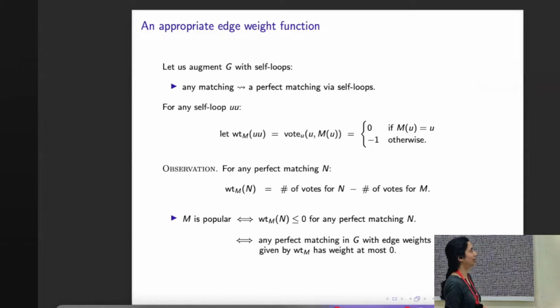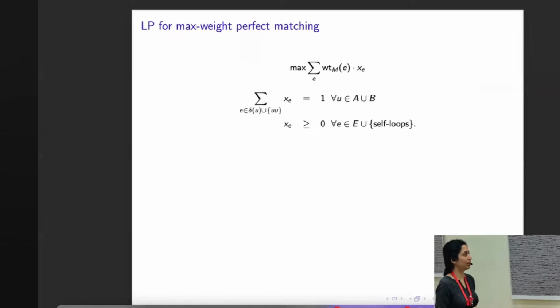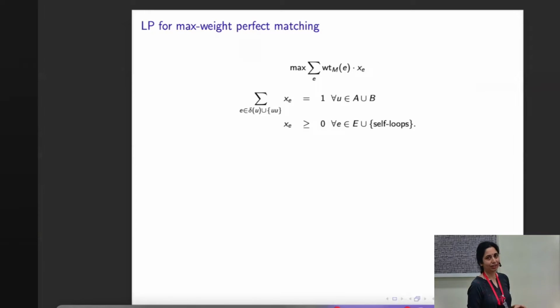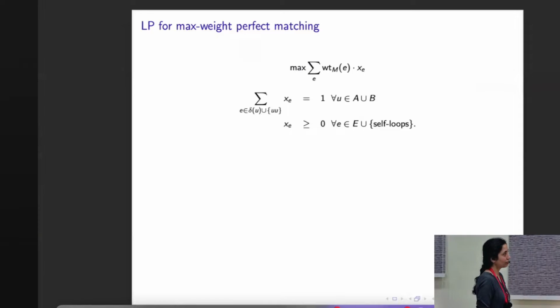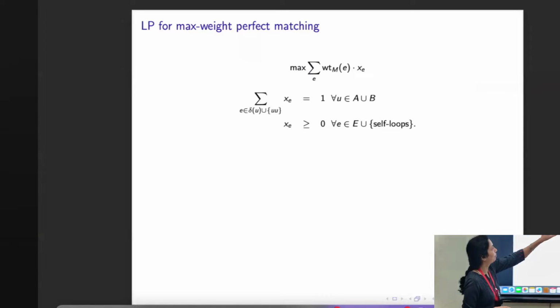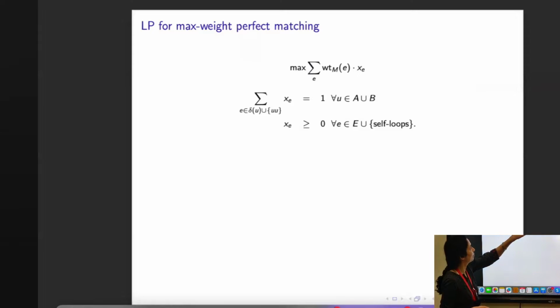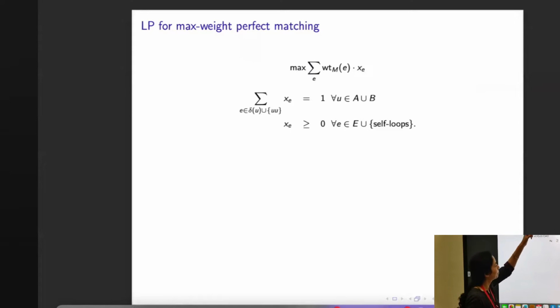So let's write the linear program for max weight perfect matching. It's a very simple LP. I hope you are familiar with this. So we have augmented, so delta u is the set of edges incident to vertex u. We have also augmented its self loop, so I have written it separately. So every vertex is matched. It's either matched by the original M to someone, and if it's not matched by the original M, we just augmented M with self loops. So for sure every vertex is matched.